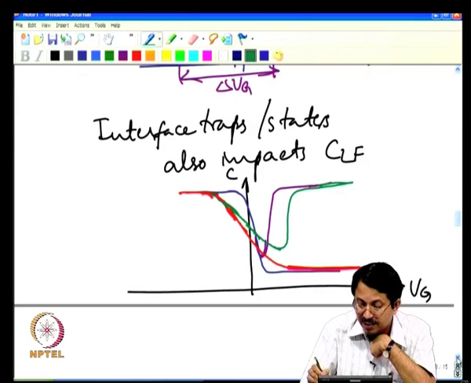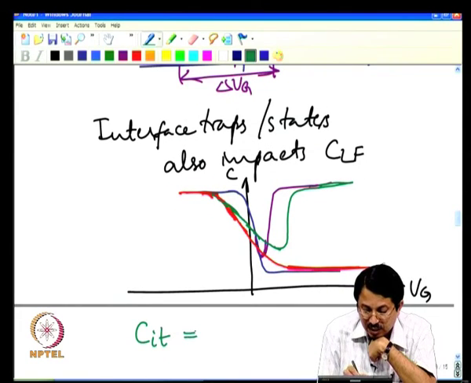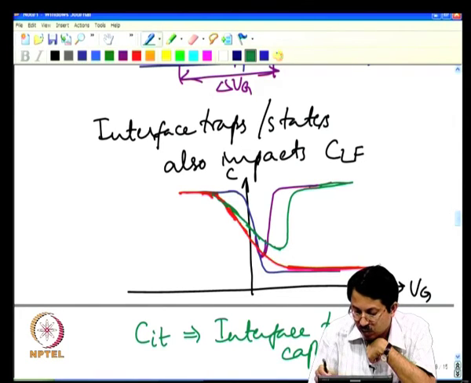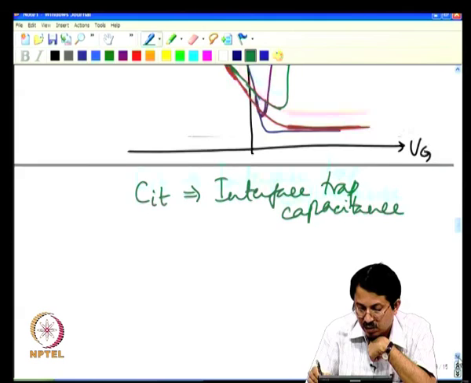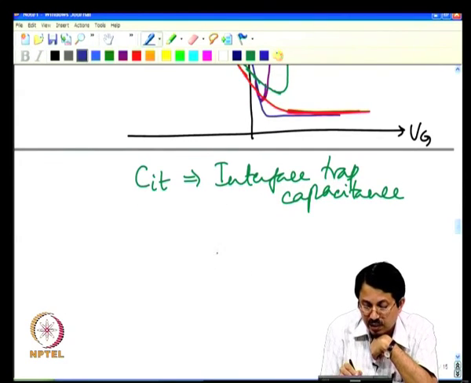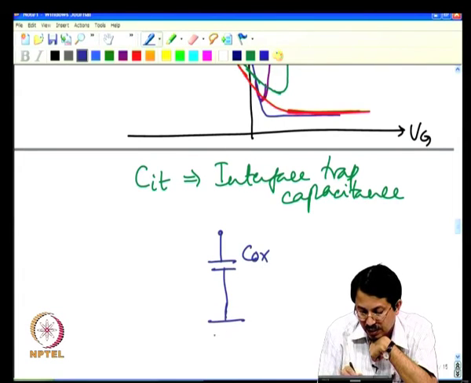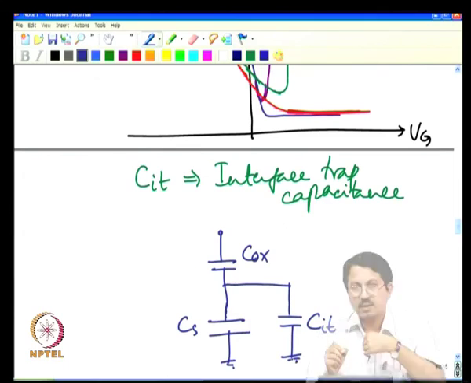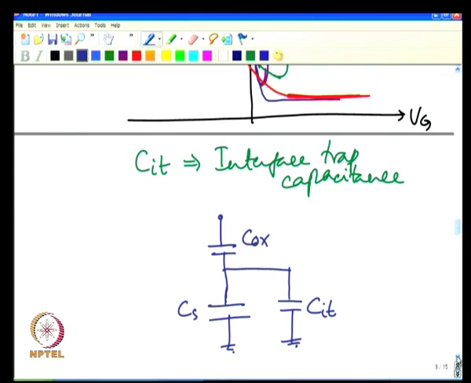We, in fact, model this as CIT, which stands for interface trap capacitance. Okay. In other words, more specifically, remember the equivalent model that we had. I had COX, I had C silicon here, correct. This is my equivalent, and now I have something called CIT. Now, what is the CIT?